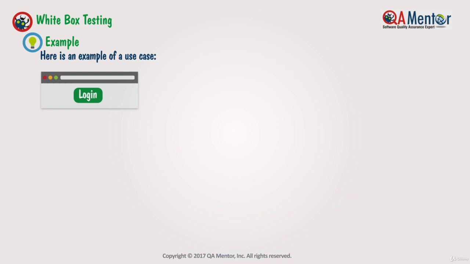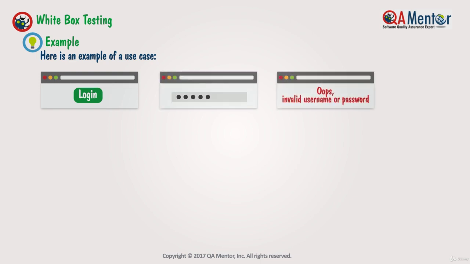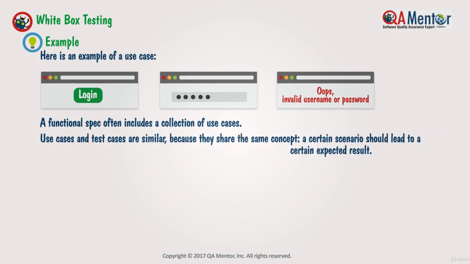During login, if a user submits the wrong password, an error message, "Oops, invalid username or password," should be displayed. A functional spec often includes a collection of use cases. Use cases and test cases are similar because they share the same concept. A certain scenario should lead to a certain expected result.